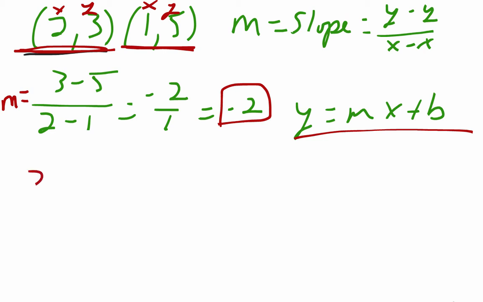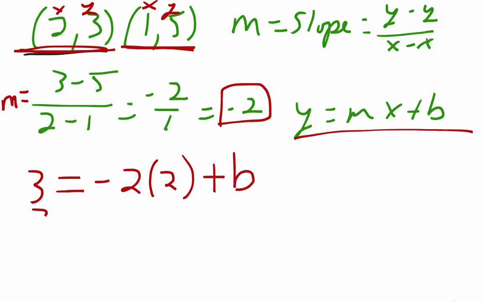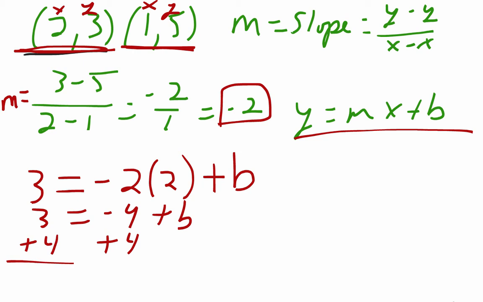So y is 3 equals, my slope is negative 2, x is 2, and what I don't know then is my y-intercept. So I have 3 equals negative 4 plus b, add 4, so I have 7 equals b.